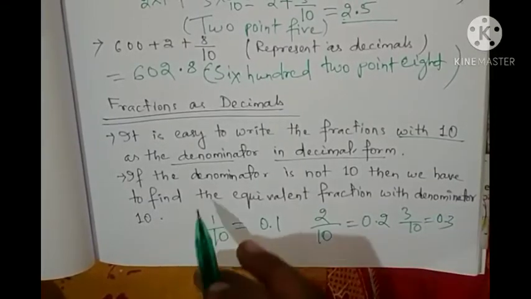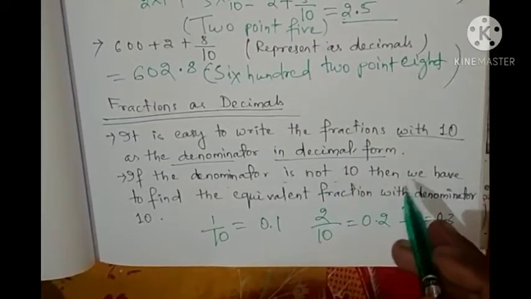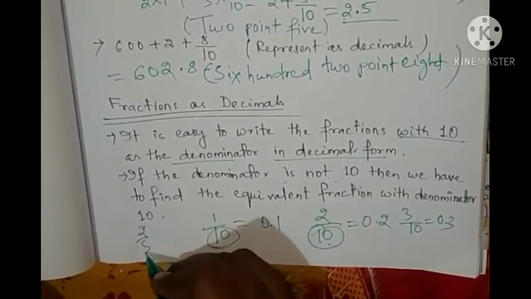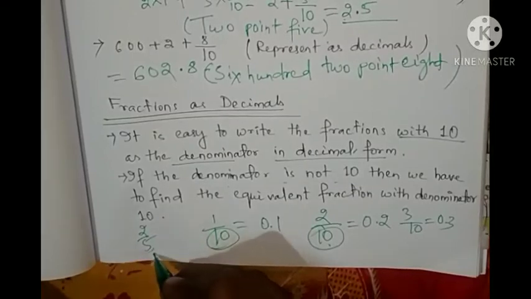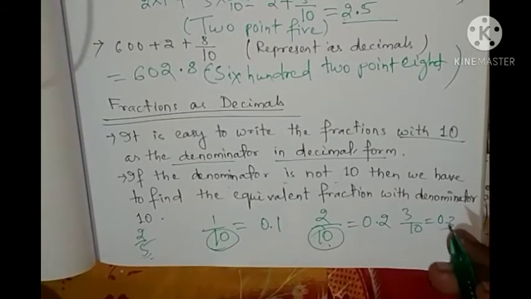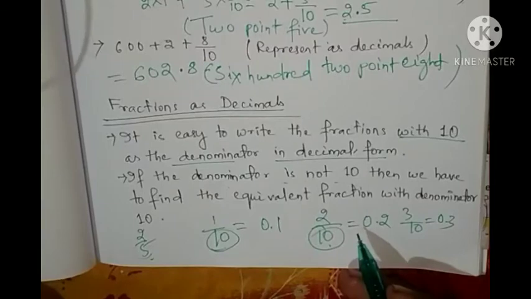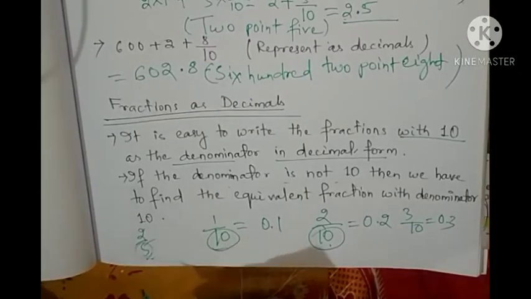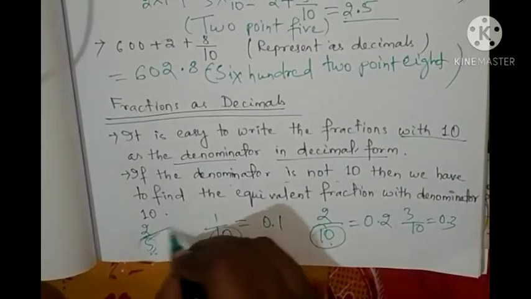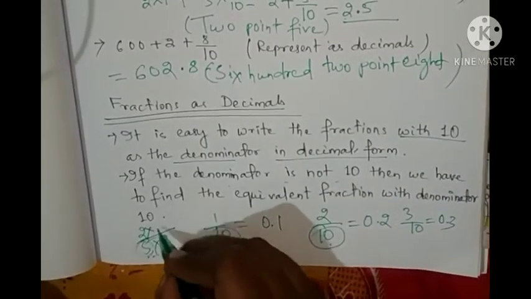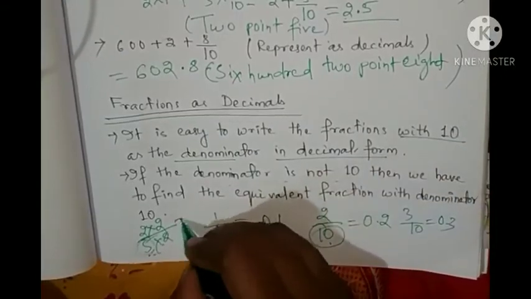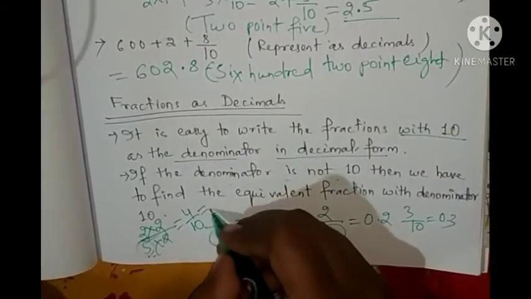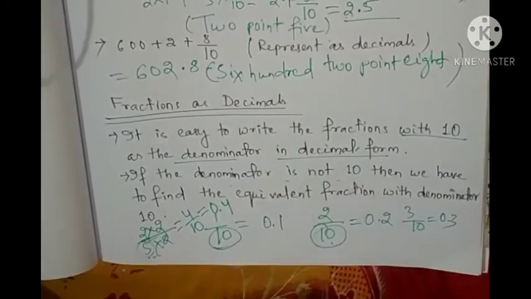But what if the denominator is not 10? If the denominator is not 10, like 2 by 5. Okay, here the denominator is not 10. What will you do? We have to find the equivalent fraction with denominator 10. So you have to make this denominator 10 by making it an equivalent fraction. So 5 into 2, 2 into 2. What will we get? 4 by 10. Now you can easily convert 4 by 10 in decimal form, that is 0.4.